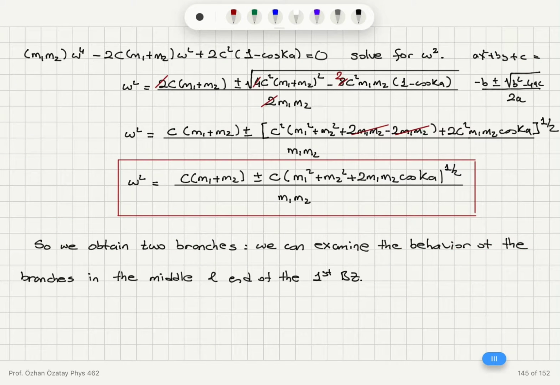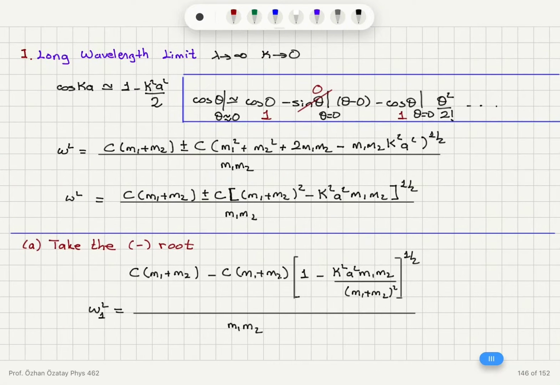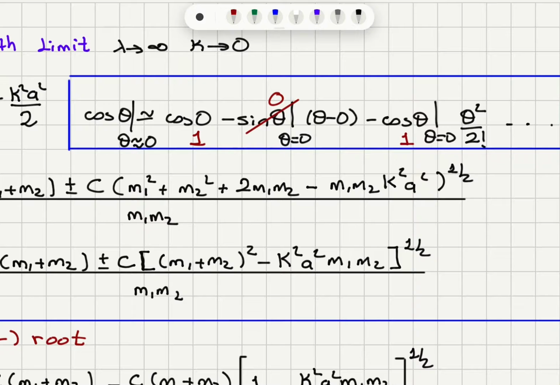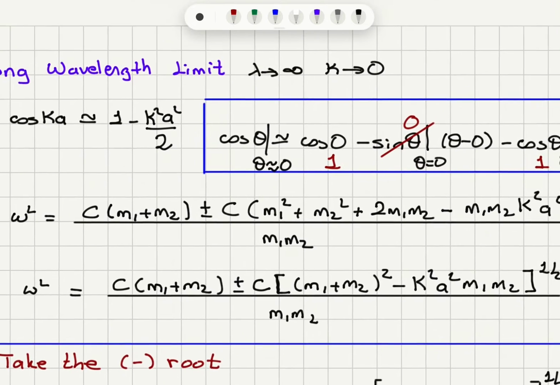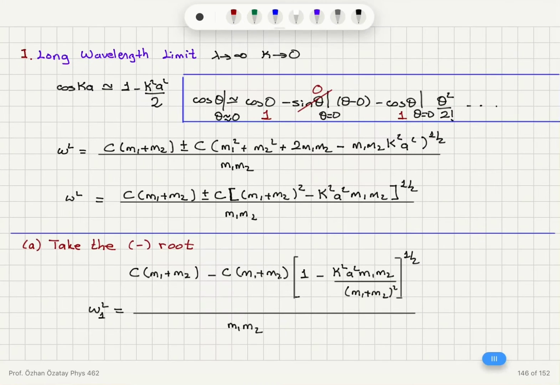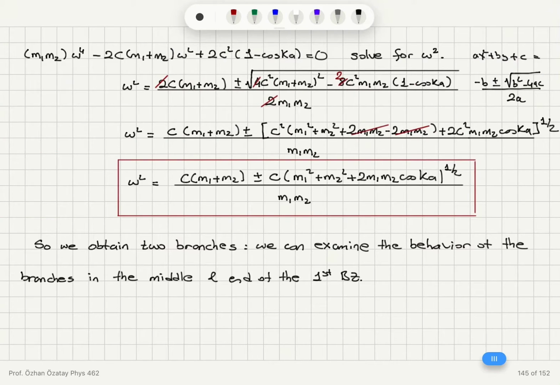K is 2 pi over lambda. So what I see here is that there is a cosine Ka. So what happens to cosine Ka? Well, the Taylor series expansion of cosine theta around theta equals 0 gives us cosine 0, the first derivative of cosine, minus sine, times theta minus 0. The second derivative gives us minus cosine, theta squared over 2 factorial. So cosine 0 is 1 and sine 0 is 0, so we obtain 1 minus theta squared over 2. So that is 1 minus k square a square over 2.